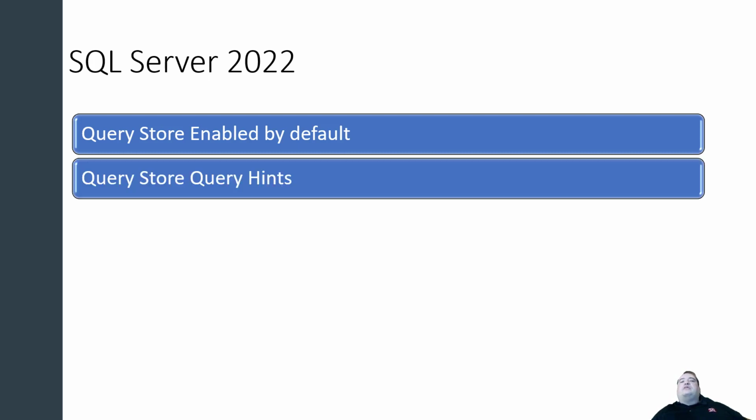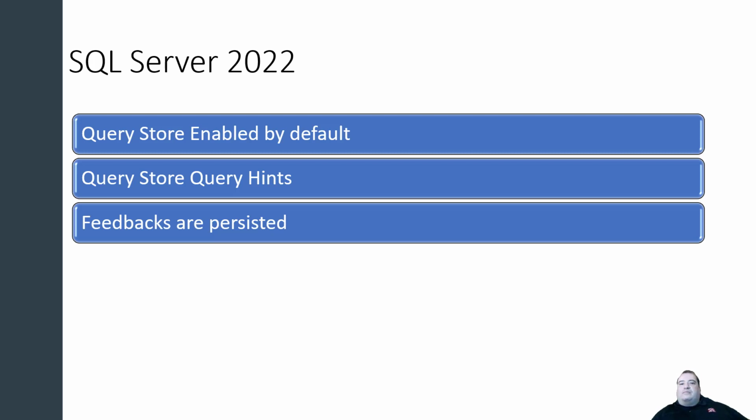Then we got Query Store Hints. This is an incredible feature, a great feature. What are Query Store query hints? Well, you know query hints. You can put a query hint in a query to do a tuning of a query and improve the performance of that query. But now you can do so through Query Store. We'll talk more in some moments.